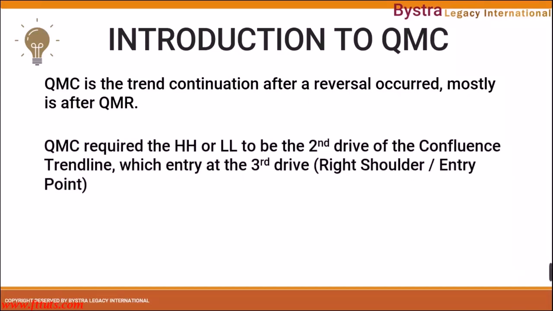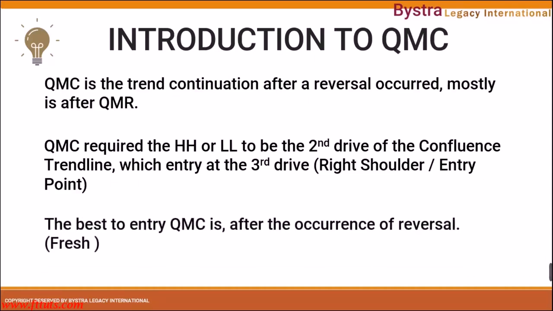So the QMC requires the higher high or the lower low, which is the head of the QM, to be the second drive of the confluence trend line, and we only enter at the third trend line, which is the right shoulder, or we call it the entry point. Now the best time to enter QMC is after the occurrence of a reversal. So whenever there's a QMR, it will come with a QMC. Please always take note that this is your high chance to enter a bigger lot.